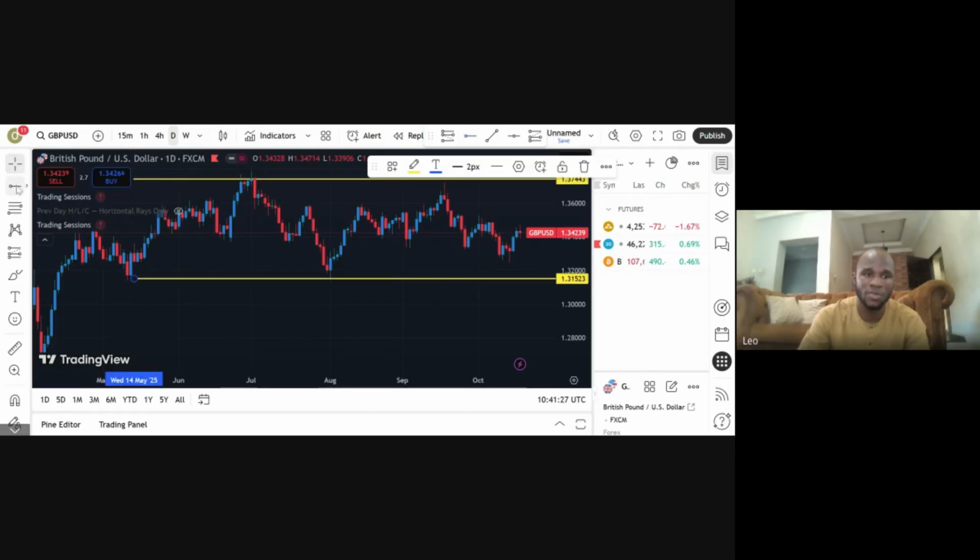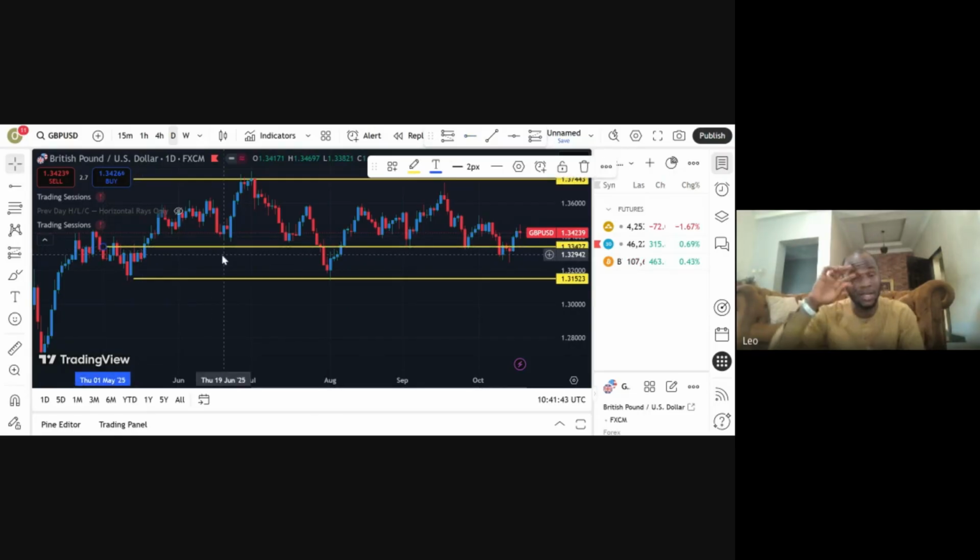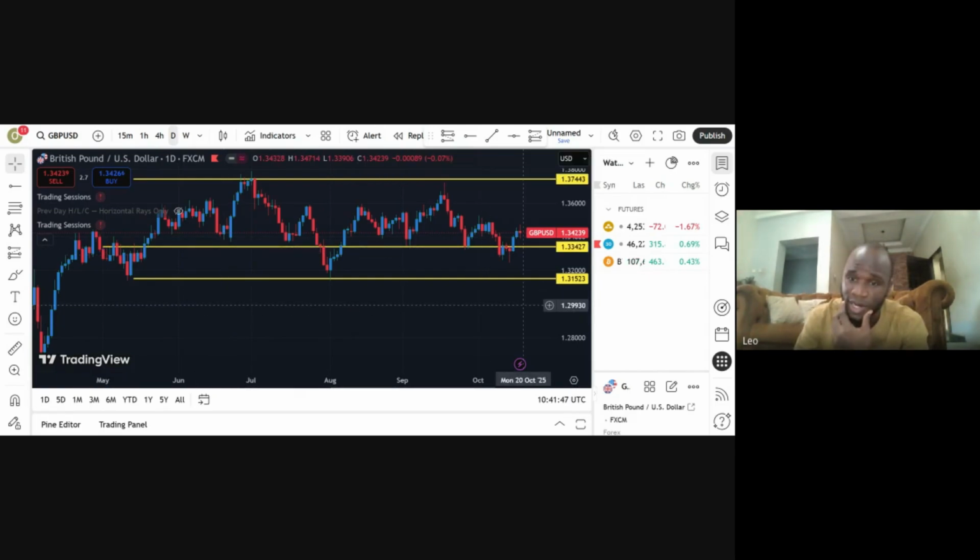So zones, to me, I consider zones to be at least where market has retested at least 1 to 3 times. So those are zones to me. I consider those to be zones. Right, so now you see I've marked out this zone, and so the market is currently closed.